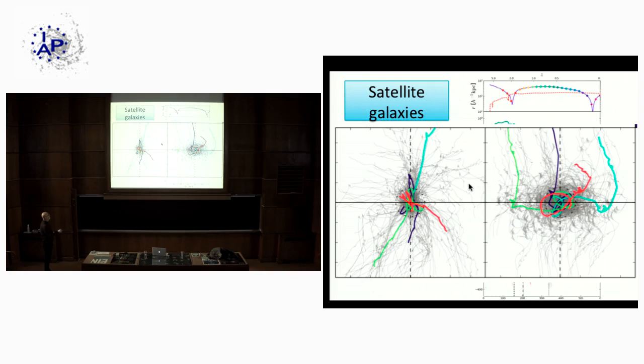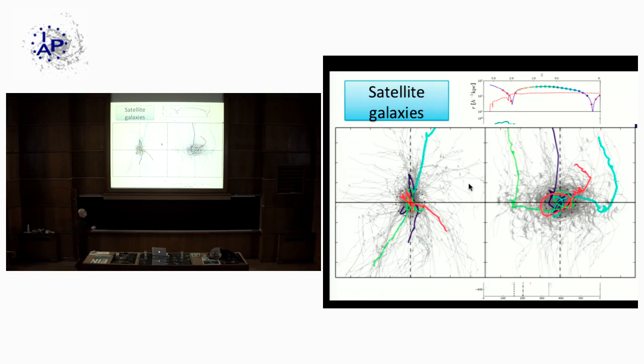So here you see a plane, and this plane has been chosen in such a way it contains the largest and the smallest principal axis of the tidal field. And in the case of the filament, this axis runs through the filament, and this axis is perpendicular to the filament. While this is the case in which the halo is a knot of the large-scale structure. And once again, you see that here the satellites accrete onto the halo along radial orbits. So these are trajectories of all the satellites in the simulation, and some of them are highlighted in colors.